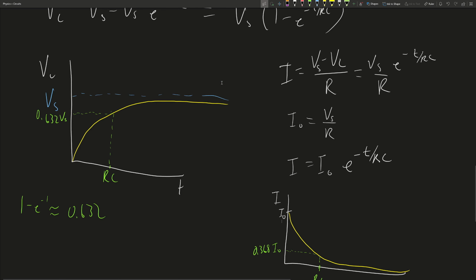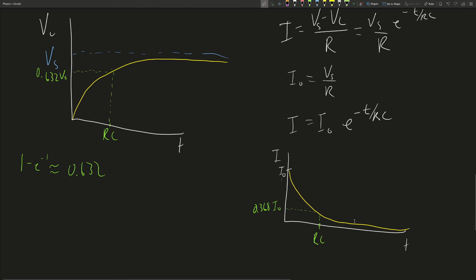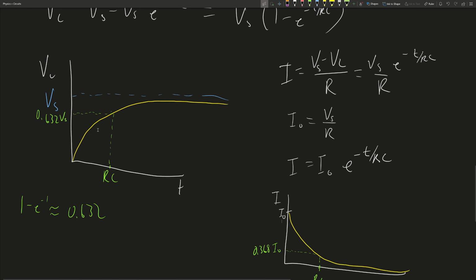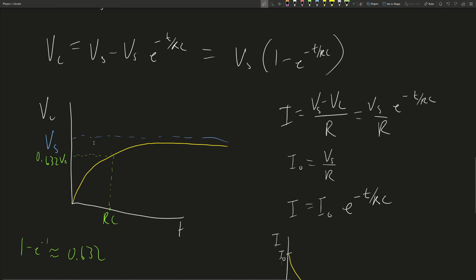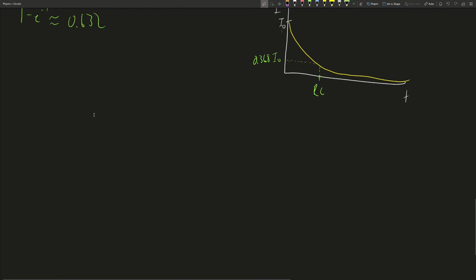Alright, so when you're charging a capacitor, the current exponentially decays and the voltage gets close by this exponential decay graph to the limiting value of Vs.